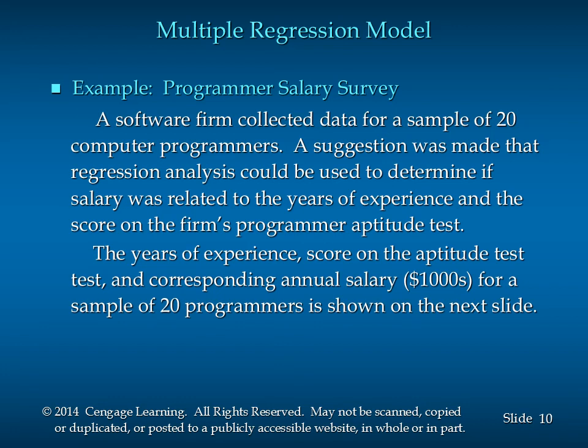Is 20 enough for what we're trying to accomplish here? 20 programmers. Is there some source of invalidity here? Yeah, sure. With 20, you might not be able to accept the assumption that you have normality of distribution because your sample size is only 20.